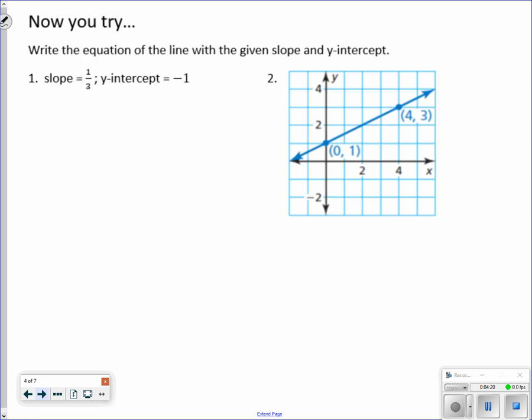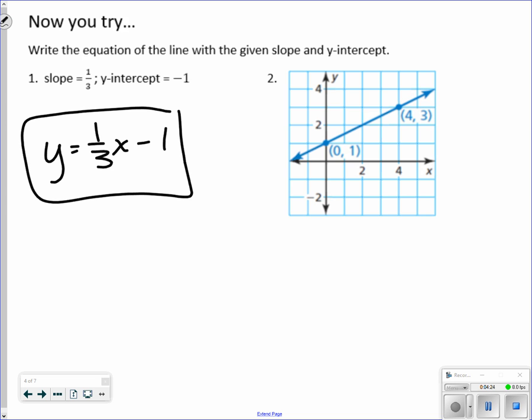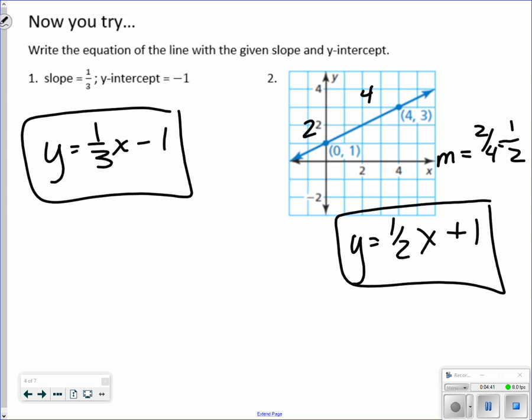All right, welcome back. So y equals 1/3 x minus 1. Slope of 1/3, y-intercept is the point (0, -1). Next one, I have to find the slope from the picture. It goes up 2 and to the right 4. So my slope is a half. So y would equal 1/2 x plus 1, because again, the picture has a y-intercept at (0, 1).